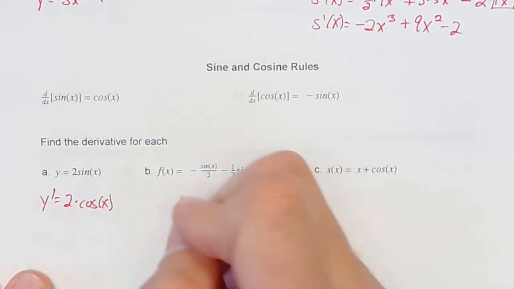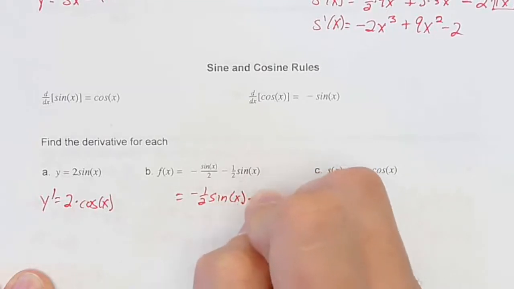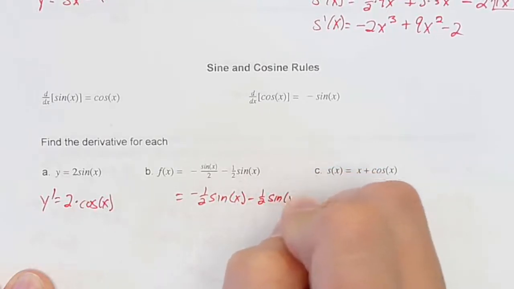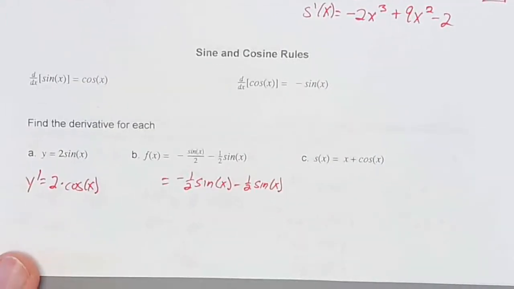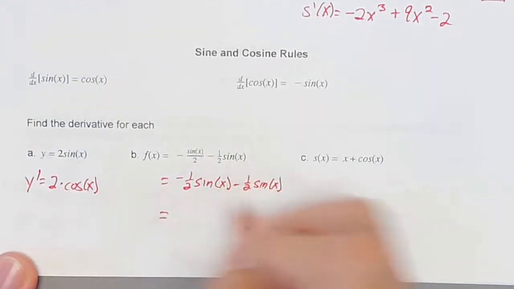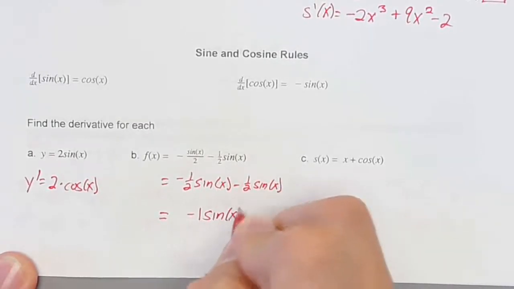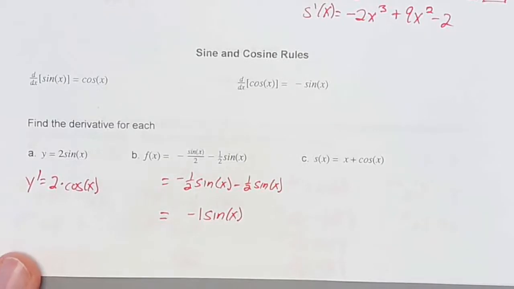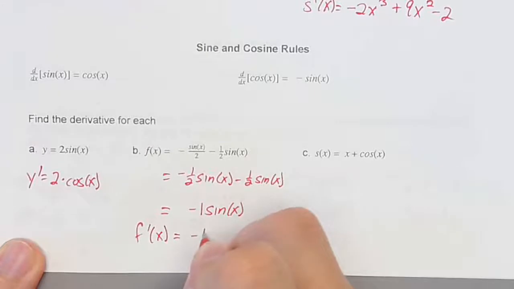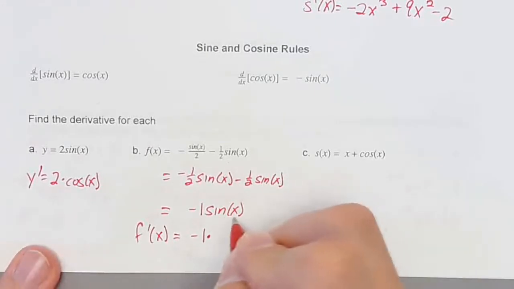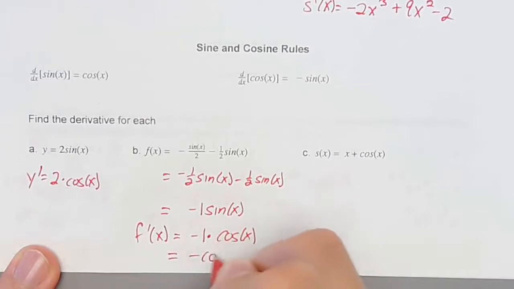B, let's rewrite this as negative 1/2 sine x minus 1/2 sine x. When I rewrite this, I realize this isn't really a hard problem at all, because negative 1/2 minus 1/2 is negative 1. I actually have negative 1 sine x here, right? So when I take the derivative, I'm going to get negative 1 times the derivative of sine, which is cosine x. So my derivative is negative cosine x.